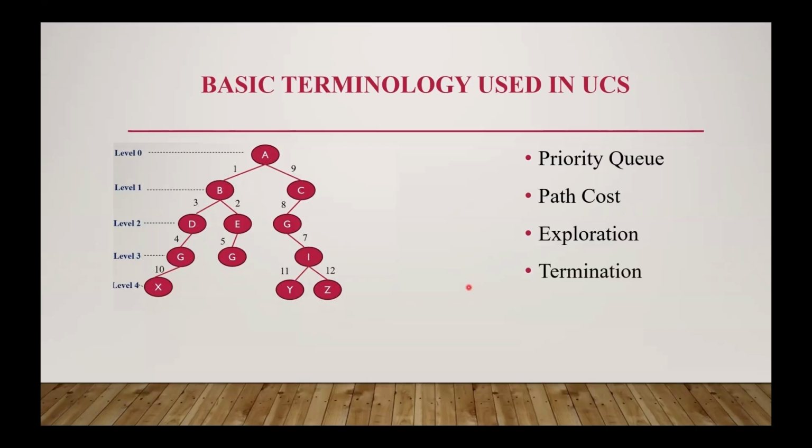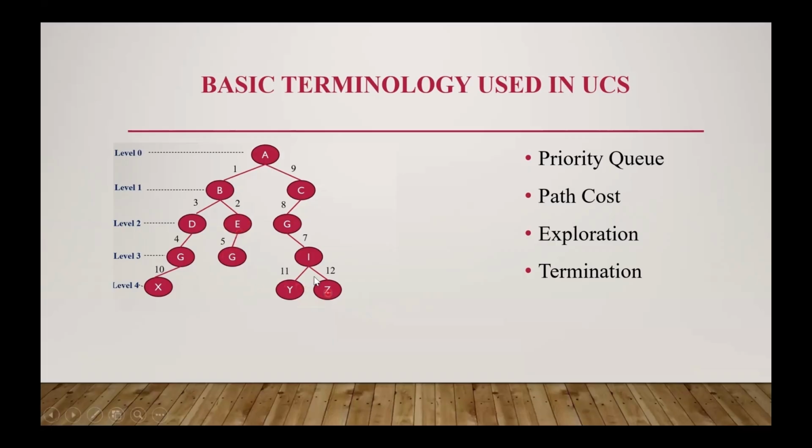Next is the terminology we have to use, that is termination. What is termination? The searching process continues until we reach the goal node. Once we reach the goal node, the process will stop. For example, my goal node is E. So once I reach the goal node E, we immediately stop there.